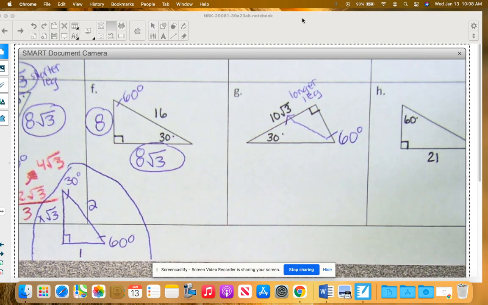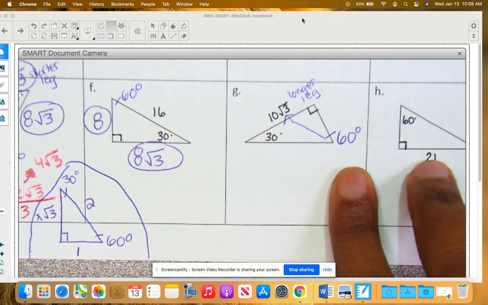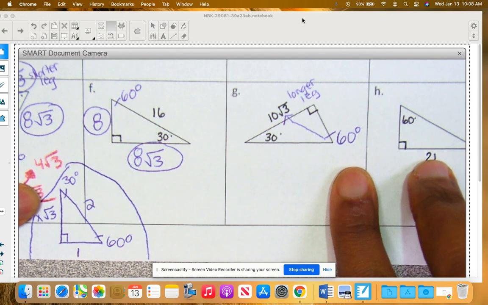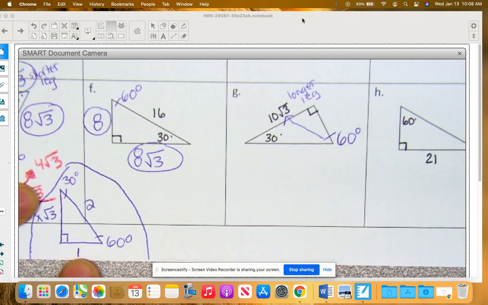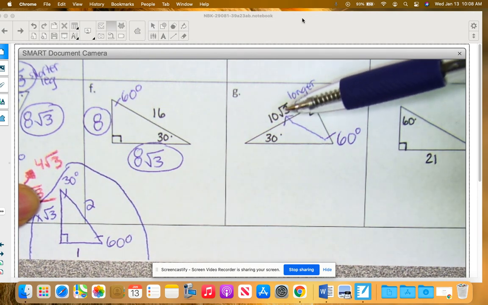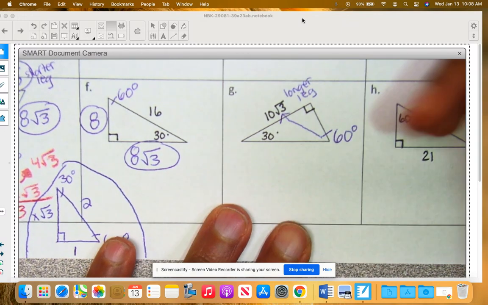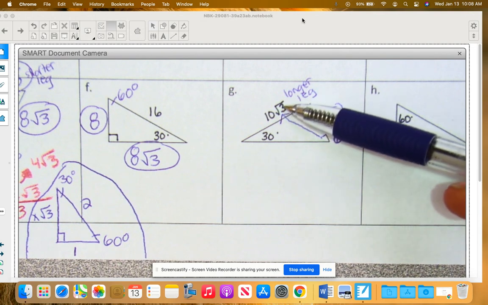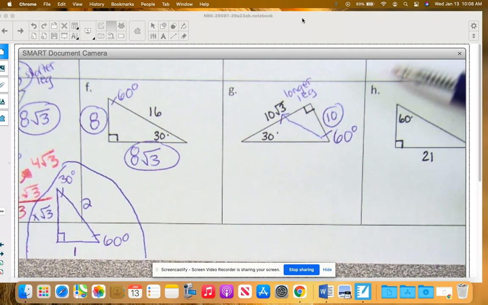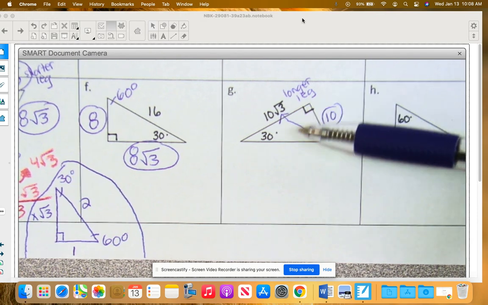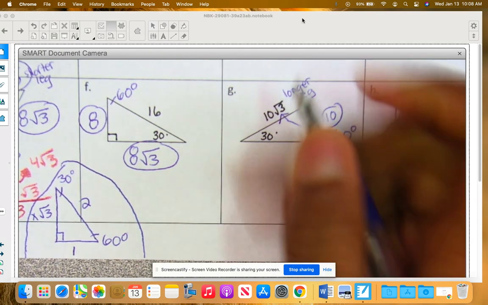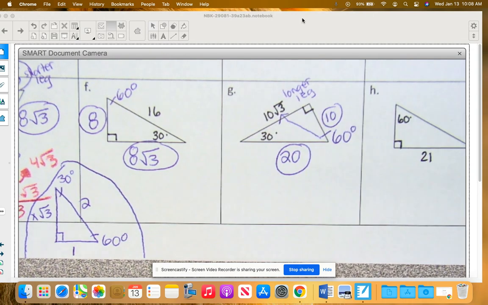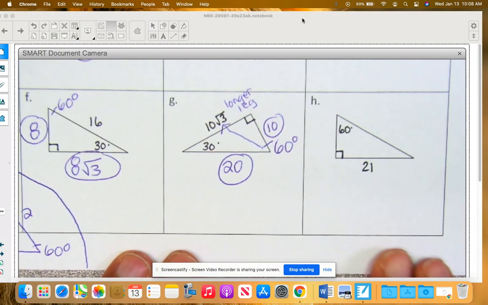Our relationship, I'm going to point down here. My relationship between the longest leg and the shorter leg is that the shorter leg, when you multiply it by the square root of 3, gives you the longer leg. So if I already know that this is 10 times the square root of 3, I know that my short leg is 10, because all you do is multiply by the square root of 3 to get the longer leg. And your relationship between the short leg and the hypotenuse is that you multiply it by 2. So this is 20. And the last one, H.